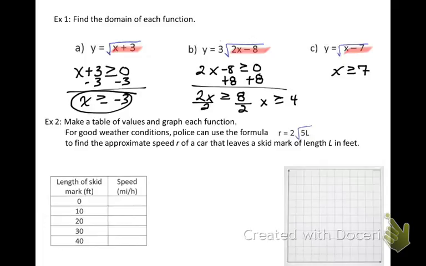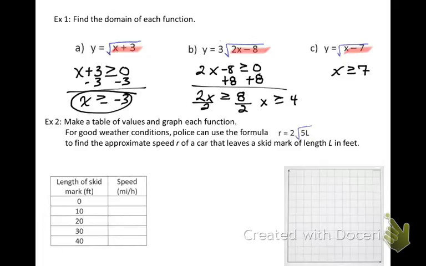Example 2, you have to make a table. I made the table for you, and I even gave you the numbers I want. Yeah, the numbers have to be reasonable. Okay? For good weather conditions, police can use the formula R equals 2 square root of 5L to find the approximate speed R of a car that leaves a skid mark of length L in feet.